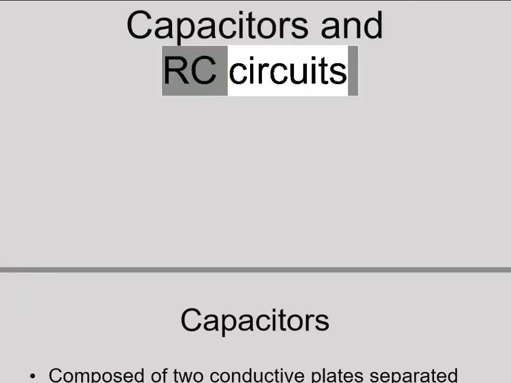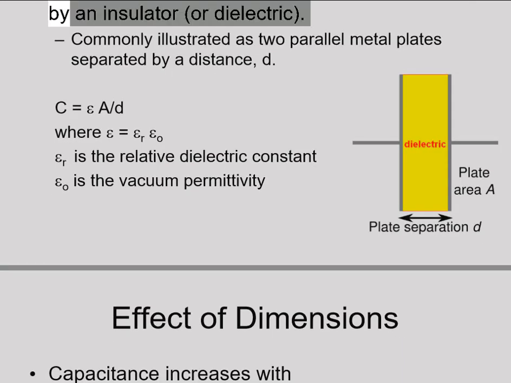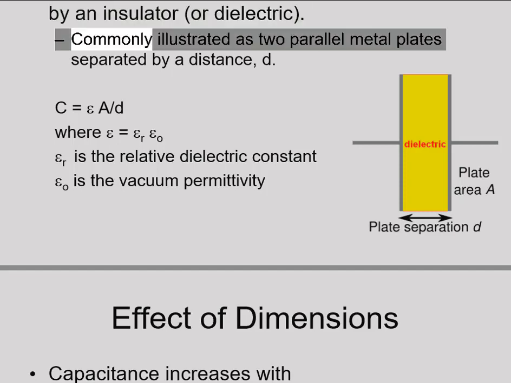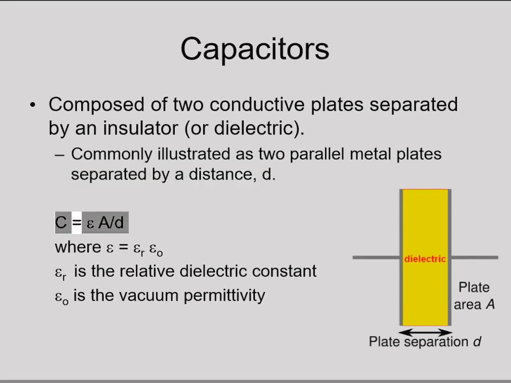Capacitors and RC circuits. Capacitors are composed of two conductive plates separated by an insulator, or dielectric. Commonly illustrated as two parallel metal plates separated by a distance d. C equals epsilon A over d, where epsilon equals epsilon r times epsilon O. Epsilon r is the relative dielectric constant, and epsilon O is the vacuum permittivity.